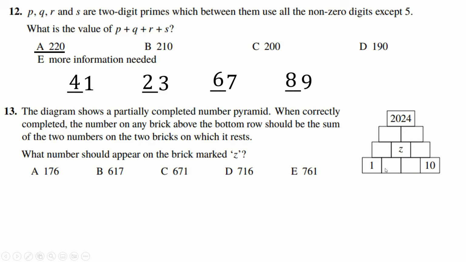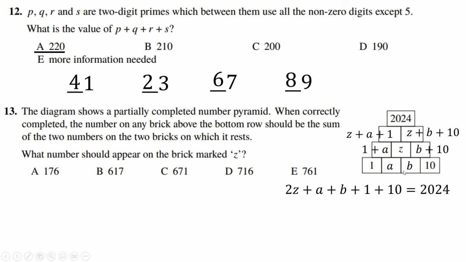For this one here, just put A and B down at the bottom here. This box has to be A plus 1, this one has to be B plus 10, this one has to be Z plus 1 plus A, and this one Z plus B plus 10. And then we can say that 2024 equals this plus this, of course, but A plus B is itself Z based on this bit here, so replace that with Z, tidy up some numbers, and you'll end up with doing a bus stop and getting Z is 671.